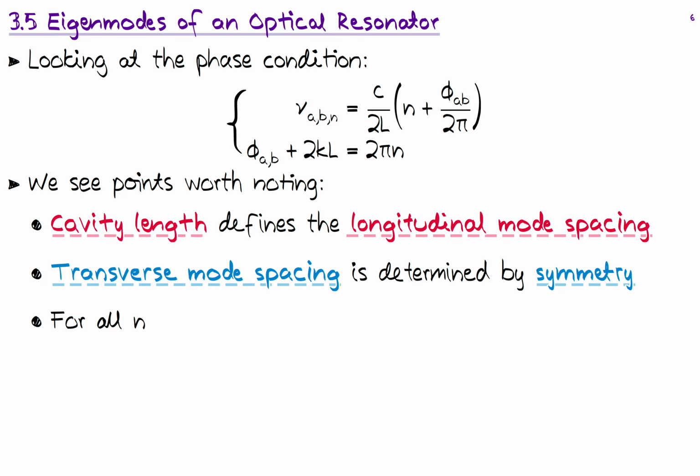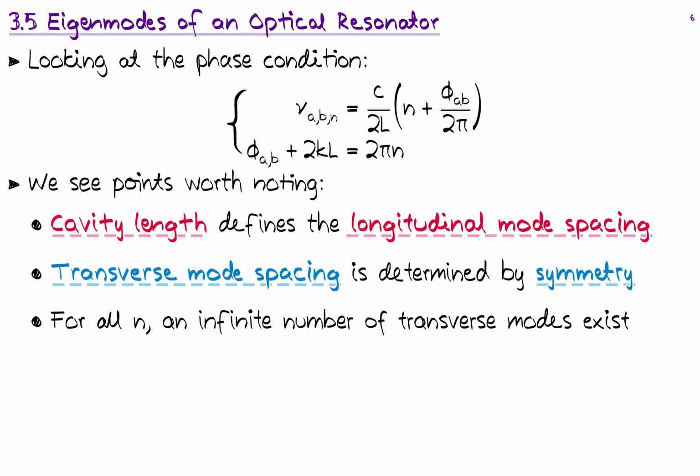And for all n an integer, in principle, an infinite number of transverse modes exist. So that's in principle what the mathematics we have dealt with so far gives us. But here, of course, we don't say anything about the actual finite size of our transverse cavity. So, of course, in practice, things will be limited.